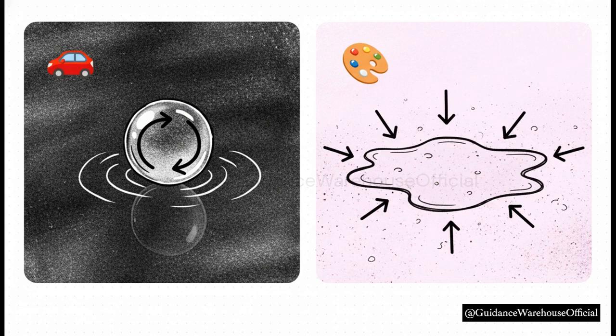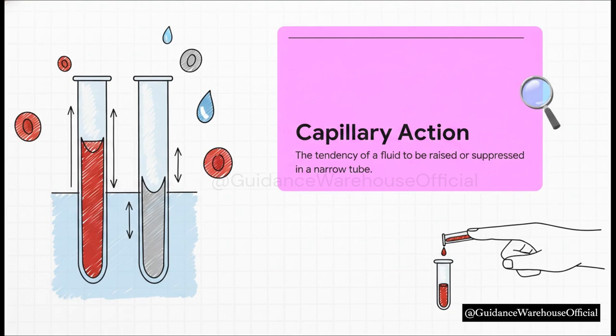But on the bare paint, the adhesive forces between the water and the paint are actually stronger than the water's cohesion, so the water gets pulled flat toward the car's surface, creating a very small contact angle. Now, when this same battle happens inside a narrow tube, we get capillary action. This is the tendency of a fluid to either be raised or suppressed in a narrow tube. And this is exactly how a medical tech can draw blood into a tiny glass tube just by touching it to a drop on your finger. The adhesive forces between the water in your blood and the glass are stronger than the cohesive forces in the blood itself, so the liquid actually climbs the walls of the tube.